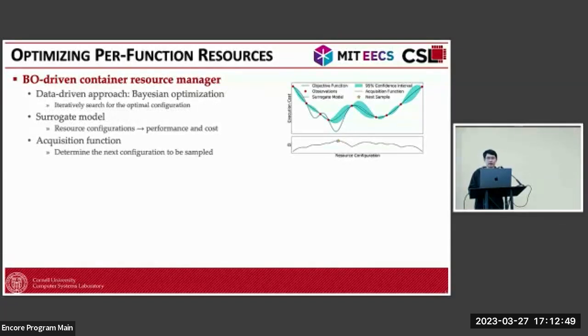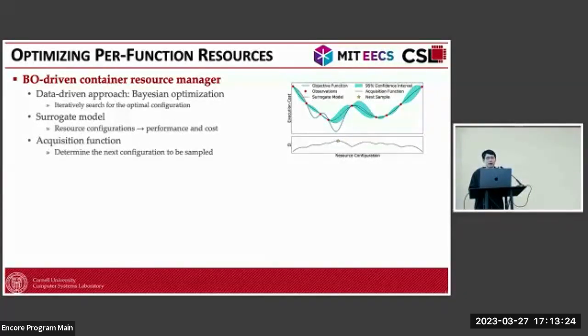The figure on the right shows a snapshot of an iteration in the optimization process. The upper half of the figure shows the surrogate model, which is used to model the relationship between the resource configuration and the workflow execution cost. The lower half of the figure shows the acquisition function, which determines the next data point to be sampled based on the prediction of the surrogate model. BO works iteratively, so in each iteration, the surrogate model will be updated with the data sampled in the previous iteration, and the acquisition function leverages the updated surrogate model to determine the next resource configuration to be sampled.